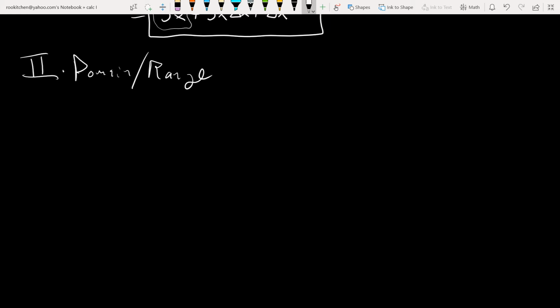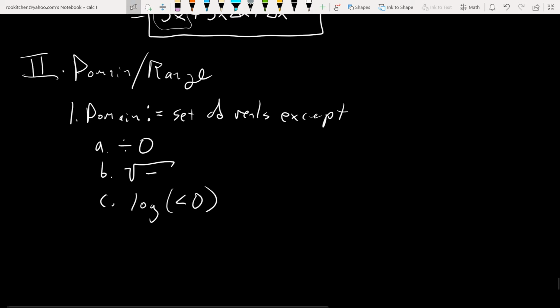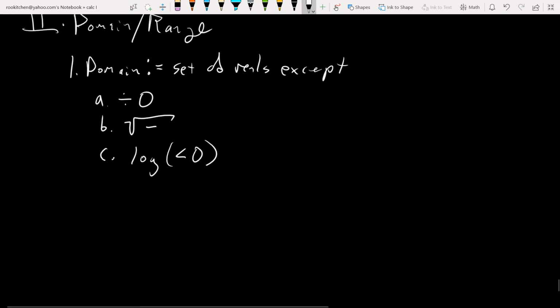Where are we at with regards to this study? Well, you probably were taught something about the domain, right? You were taught that the domain is the set of all real numbers except when? Well, the first case is when you have division by 0. The second case is when you have a negative under a radical. And then maybe even a third case is when you have something less than or equal to 0 in a log. So those three cases are where we are with our studies.